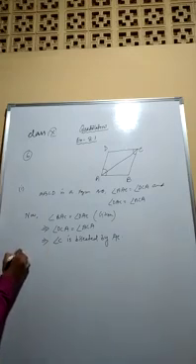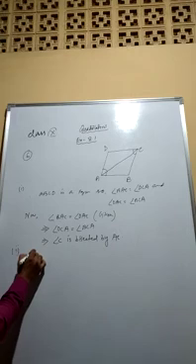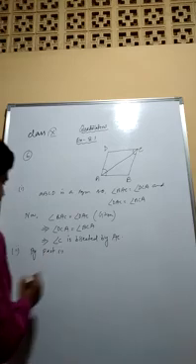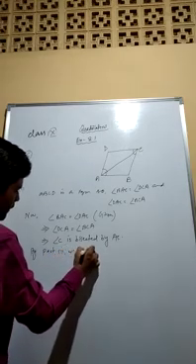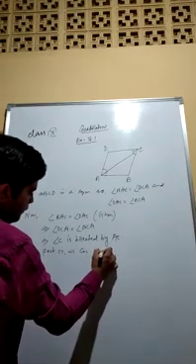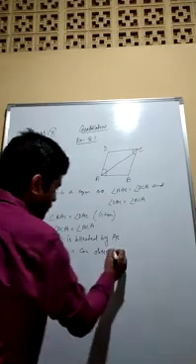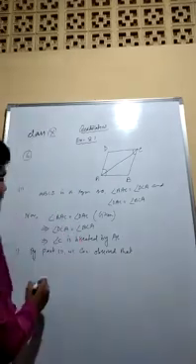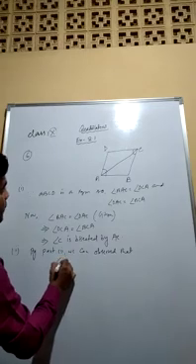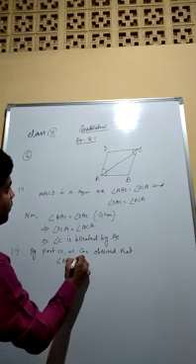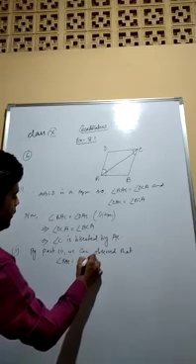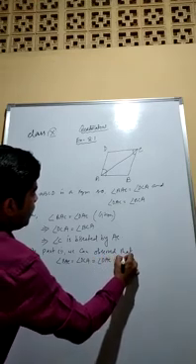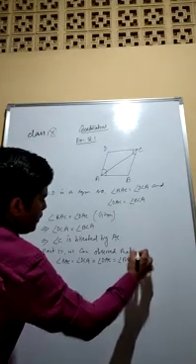So from part 2, if you want to prove, by part 1 or Roman 1, we can observe that all these angles are equal. That means angle BAC equals angle BCA. These all angles are equal.